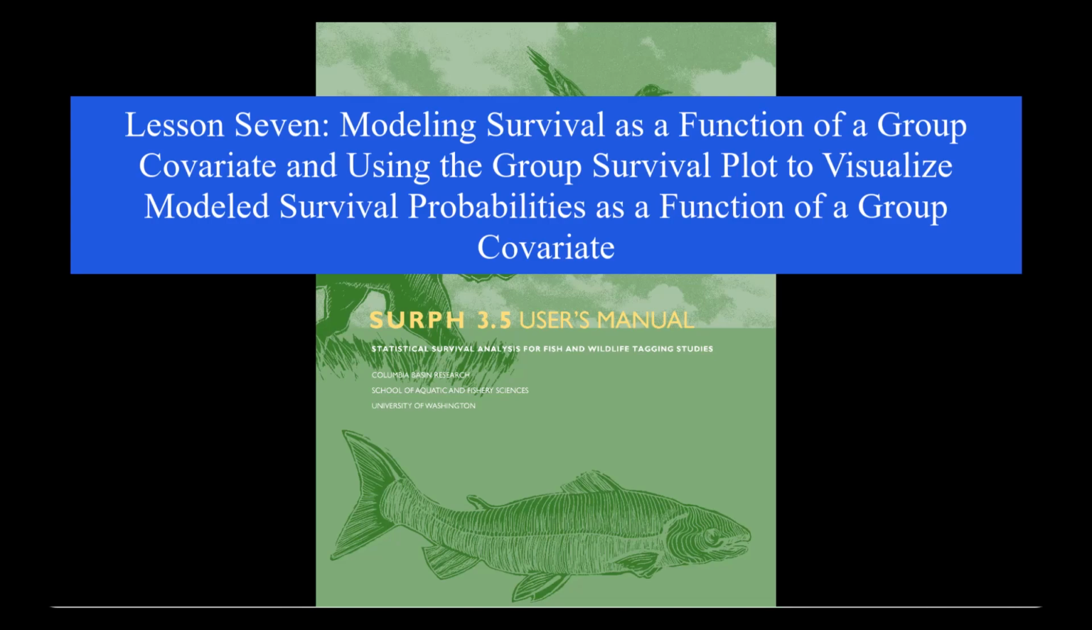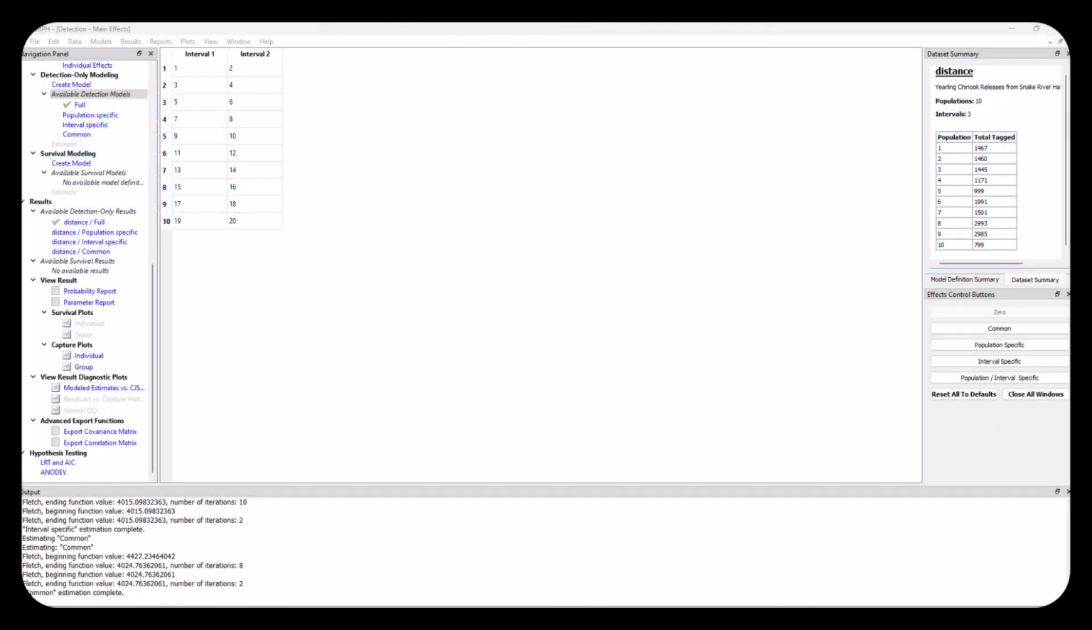Program SURPH is a program created by Columbia Basin Research at the University of Washington School of Aquatic and Fishery Science. Program SURPH, Survival Under Proportional Hazards, was developed to analyze data from release-recapture studies of animal populations, in particular to relate the survival estimates from release-recapture studies to individual-based and group-based covariates. Today in this 7th video, we will demonstrate the relationships of migration distance to survival as well as length to survival. Alright, so let's fire up the program.